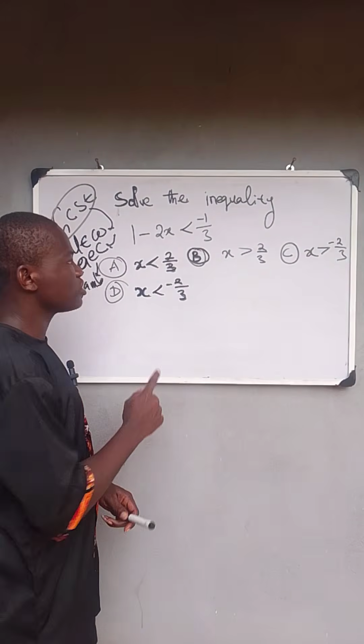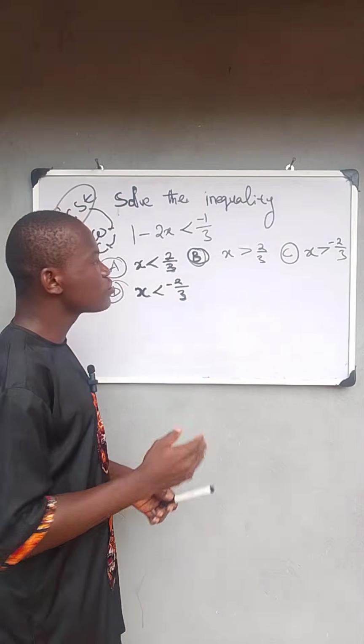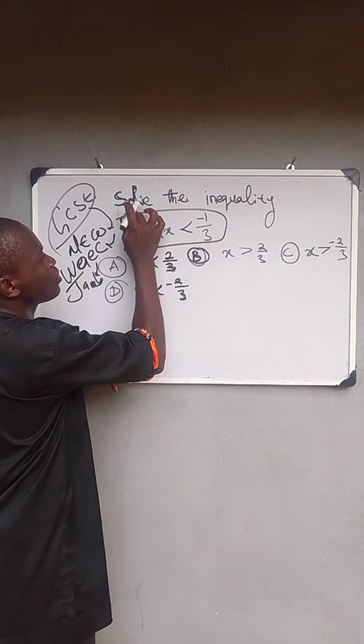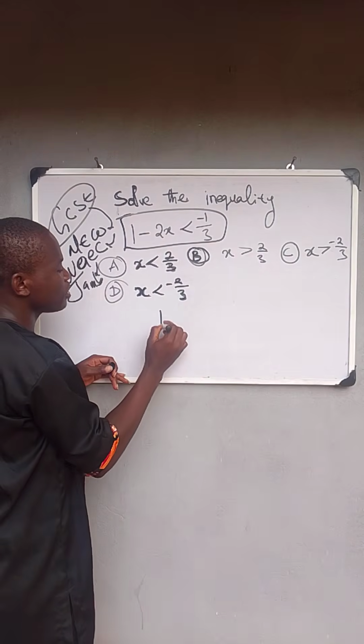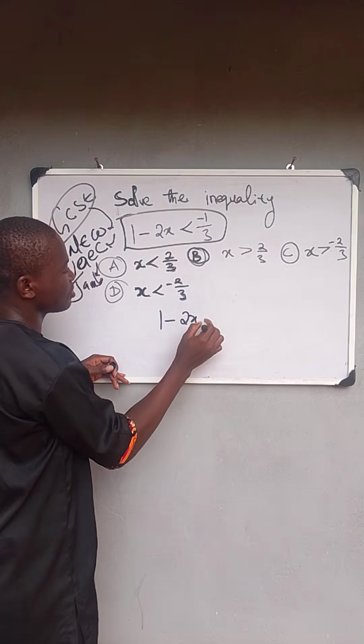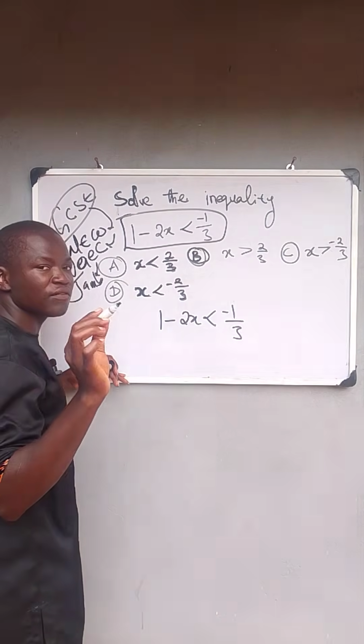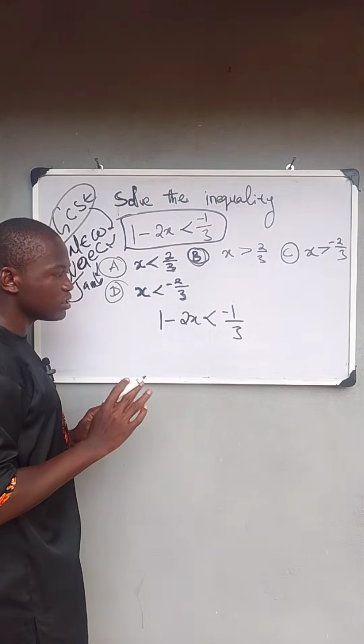and get the correct answer to this question, because some tutors do for this particular question. They said that you should find what? Solve the inequality. This is the inequality: 1 minus 2x less than minus 1 all over 3. For you to solve this particular question, first thing you need to do is this.